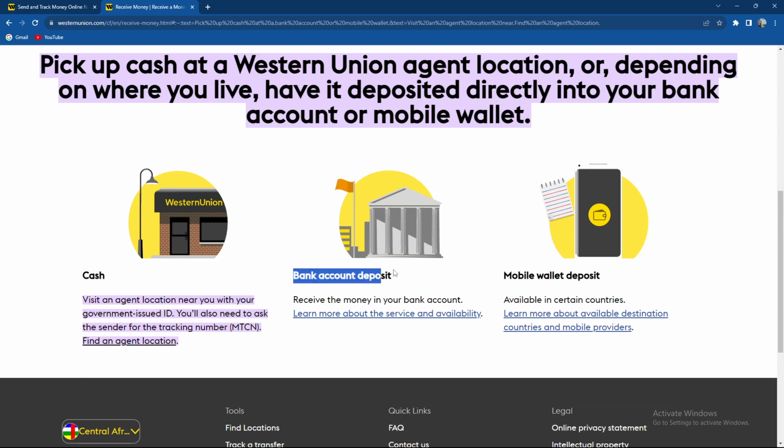Second option, of course, is bank account deposit. So if the sender sent money directly to your bank account, the money is over there ready for you to pick it up whenever you want to.